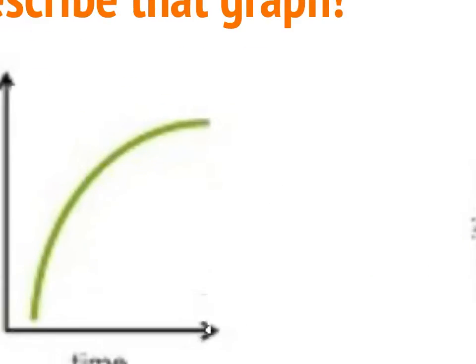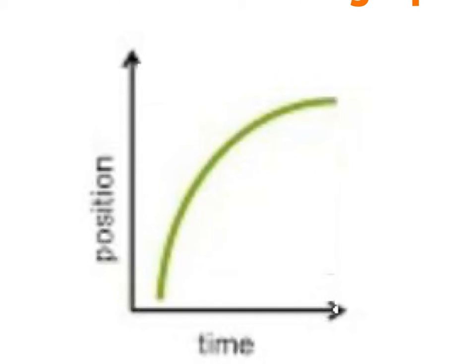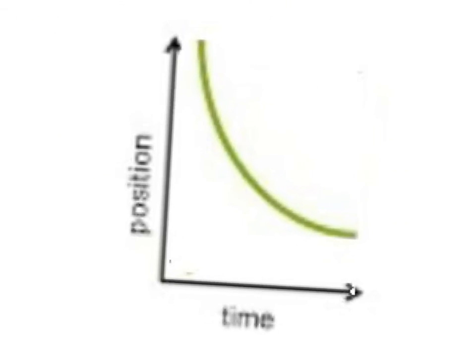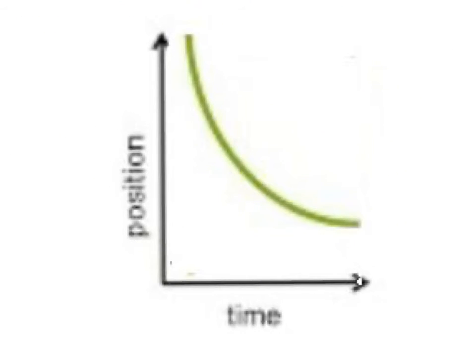Now let's look at these two. This one starts off really steep, and as we go along through time, it gets flatter. That one is slowing down. Now we look at the other one. It starts off pretty steep and ends up being pretty flat. Steep to flat still means slowing down.